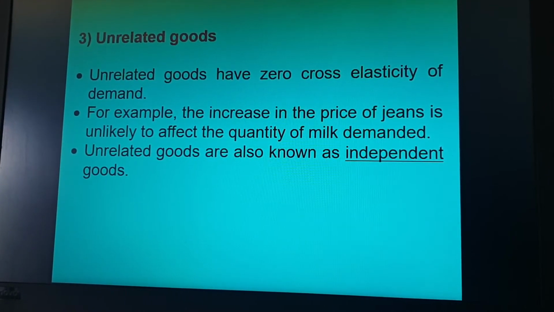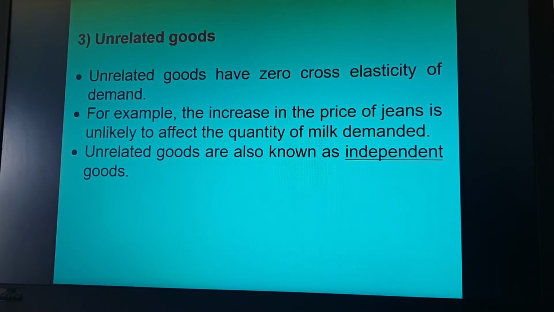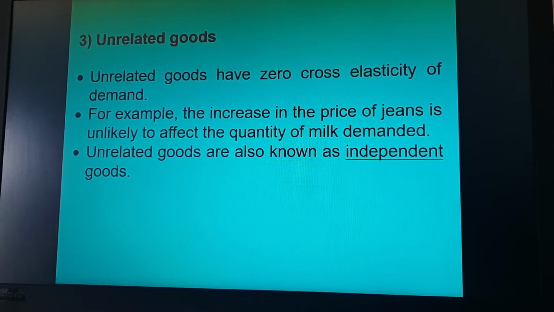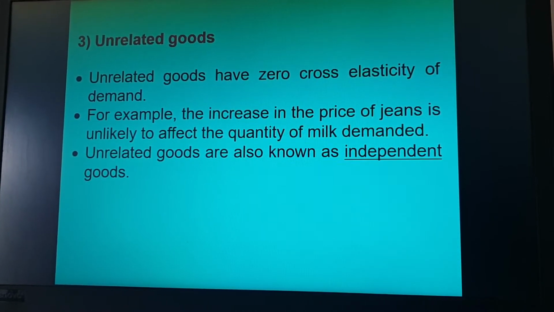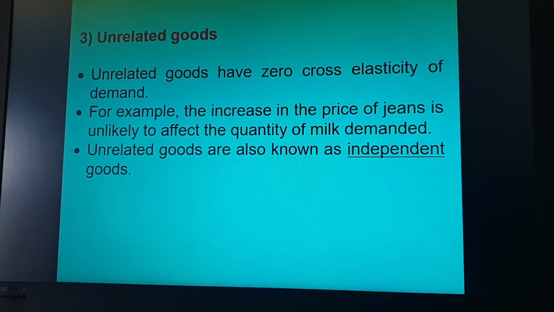Then unrelated goods that have nothing to do with each other have a zero cross elasticity of demand. For example, the increase in the price of jeans is unlikely to affect the quantity of milk demanded. Unrelated goods are also known as independent goods, meaning they stand on their own, right? So they have nothing to do with each other.